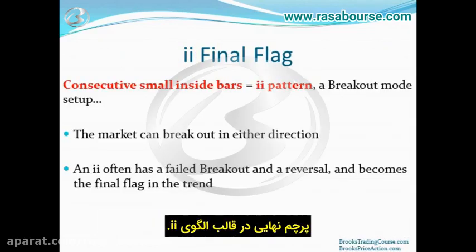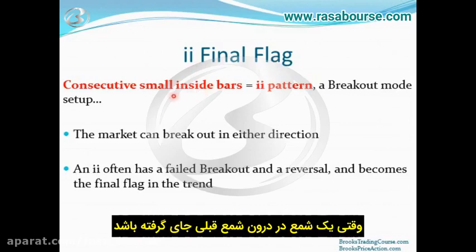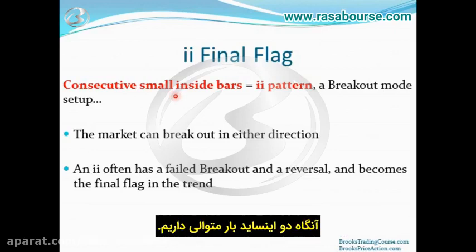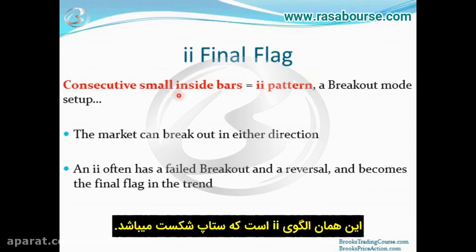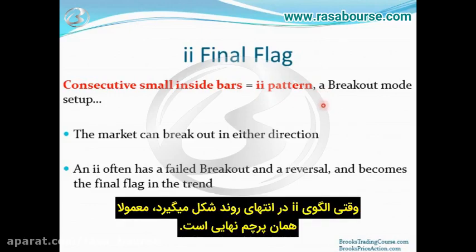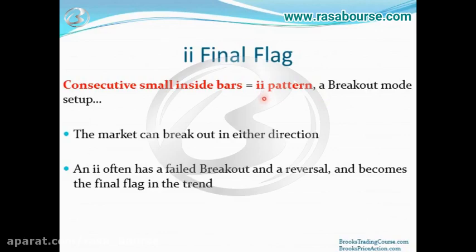An II final flag, if you have a bar that's inside the prior bar, and then the bar after it is inside the first inside bar, then you have 2 consecutive inside bars. That's an II pattern, and it's a breakout mode setup. The market can break out in either direction and run in either direction. When you have an II occurring late in a trend, it often becomes the final flag in the trend.